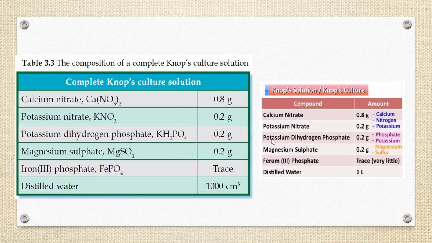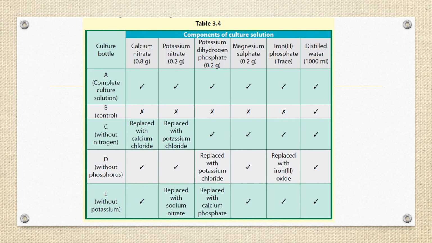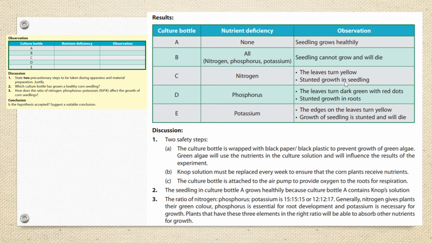Okay, let's go back to the discussion just now. Stunted growth, stunted growth, stunted growth. The leaves turn yellow. This one dark green with red dots. That is the feature of plants lacking phosphorus. If it is potassium, it's the edges, not the entire leaf, the edges of the leaves turning yellow. So these three you have to remember. The whole leaf turned yellow because nitrogen is not enough. Dark green with red dots, phosphorus not enough. The edges of the leaves turn yellow for potassium not enough.